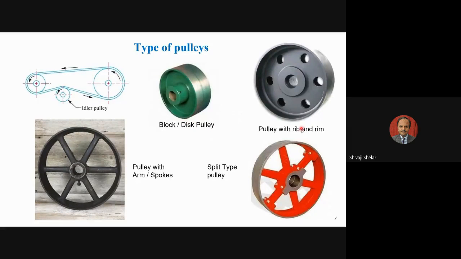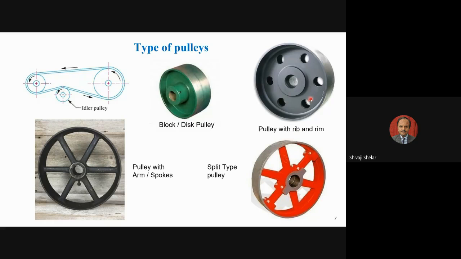Then the pulley with rib and rim. This has a bigger diameter. This pulley will be bigger than this pulley in diameter. Then we will have a hub and this rim. This is the rim. The hub and rim will be connected by a rib. So the rib mechanism will be there.